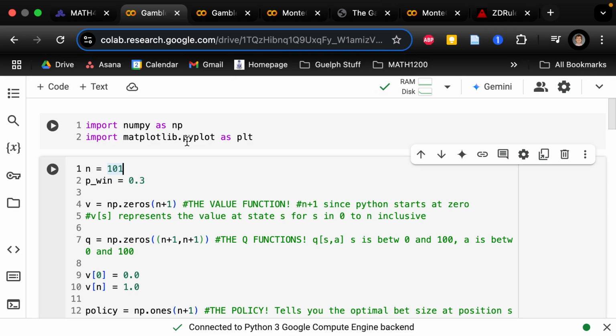So in your question, the policy was fixed and given to you. In this one, the policy is sort of computed on the fly. So n and p win, those are the parameters in the problem. If this was going to be a homework problem, those would be the inputs to your function. And then I got v and q.